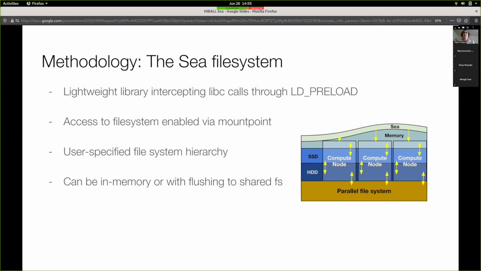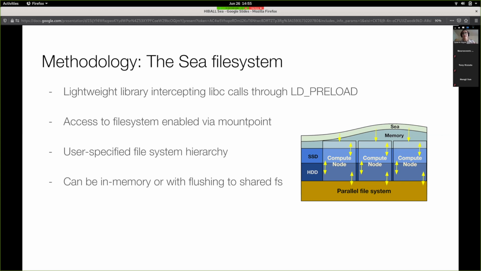You have this view known as a mount point. That is where you read and write your data, but no data is actually written or read from the mount point. It's written from other file systems such as memory, SSD, HDD, depending on what's the most efficient that's available. And you specify the file systems that you have available, such as memory, SSD, HDD. And also, if you'd like to have that data materialized to Lustre, you can also specify that.